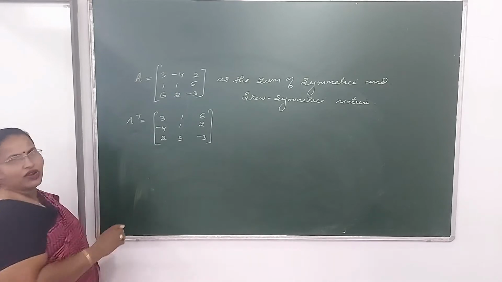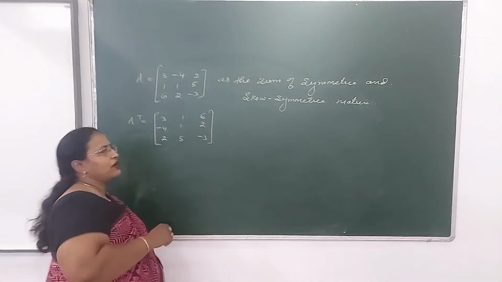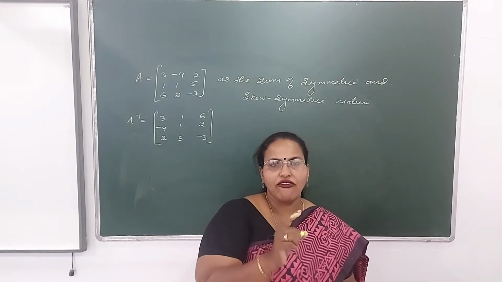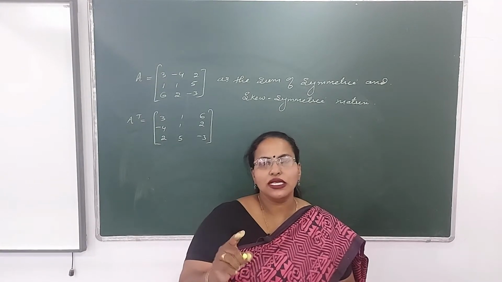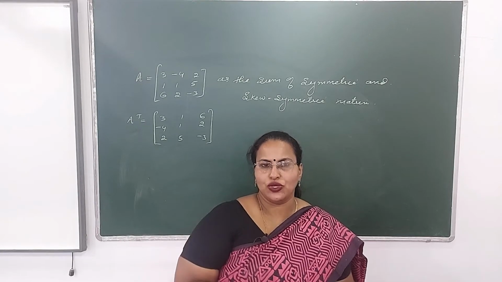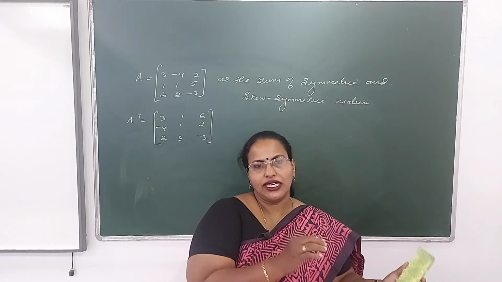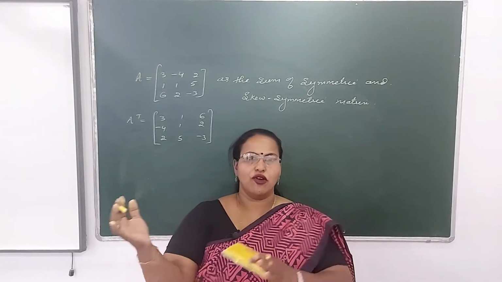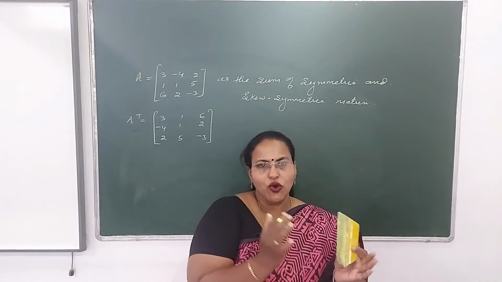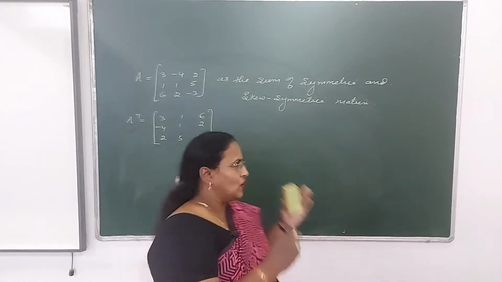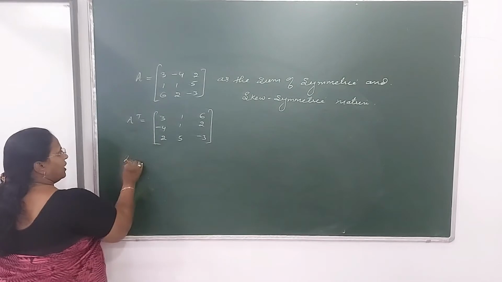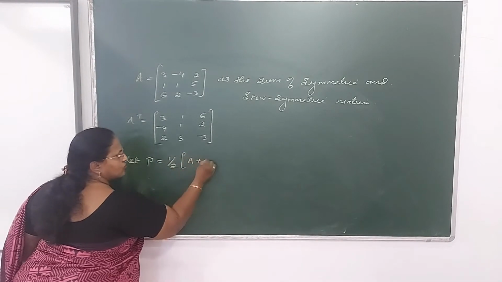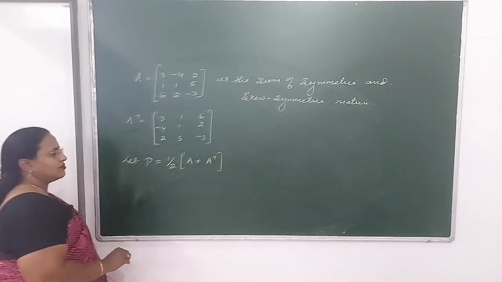After finding out A transpose, now kindly remember the formula. What was the formula? A can be written as half times (A plus A transpose) plus half times (A minus A transpose). So when we are balancing, the left side is A and the right side is expressed as the sum of the two. So basically we'll go for that particular step only. So let P is equal to half of A plus A transpose.